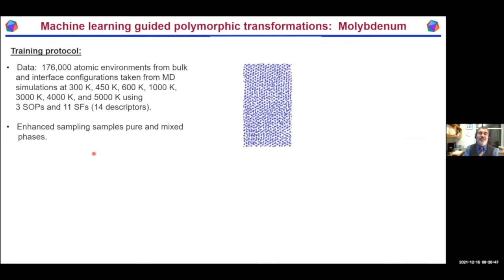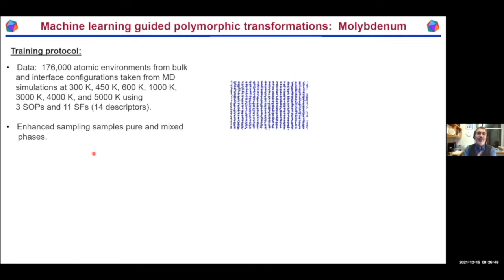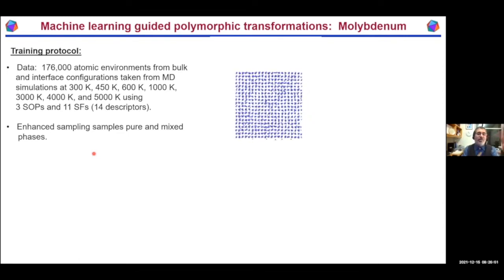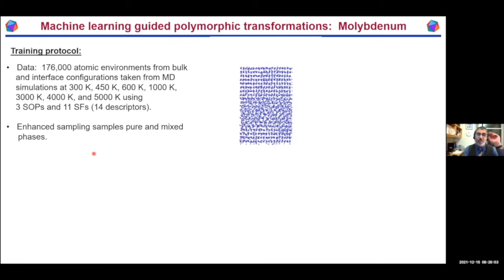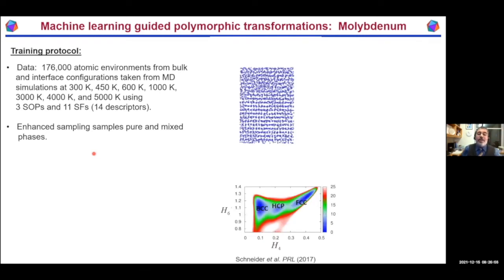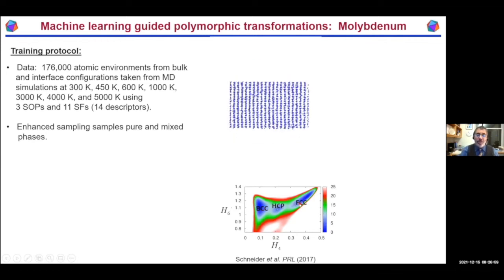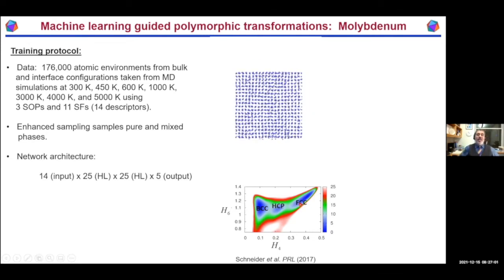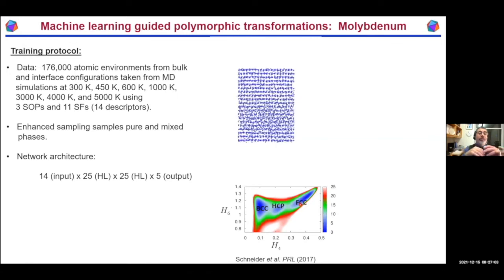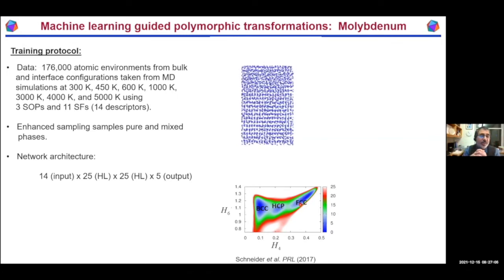This is an example of an enhanced sampling simulation of an atomic crystal. It's not molybdenum in this case, but I can generate, let's say, a free energy landscape, and I can see different phases that appear there. And I can use all that information to give me environments for my neural network.